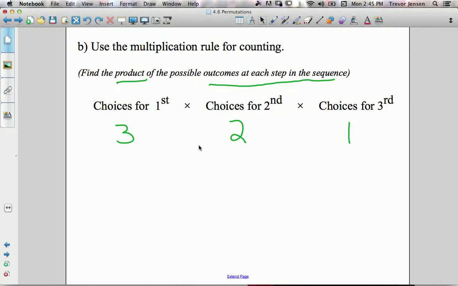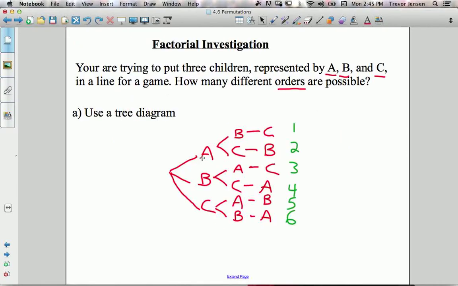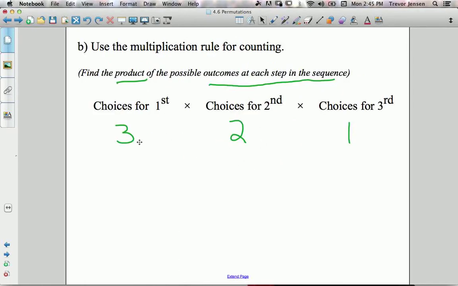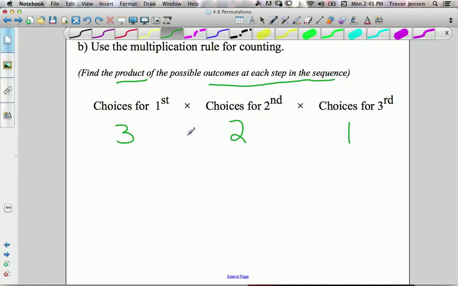And that relates exactly to our tree diagram. The first level of our tree diagram, we had 3 options, 3 branches for the first level. For the second level of the tree diagram, after I picked one person, I now have 2 options for the second level. And for the third level, there was only 1 option. That's where this 3 times 2 times 1 comes from.